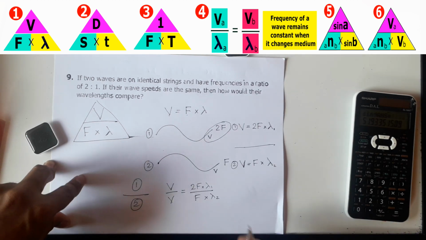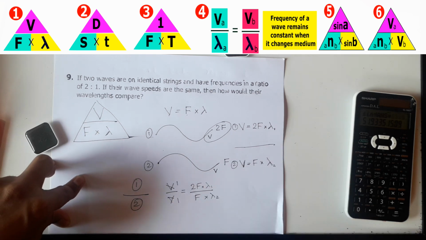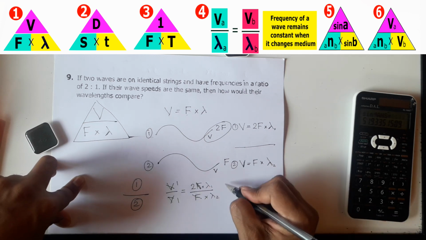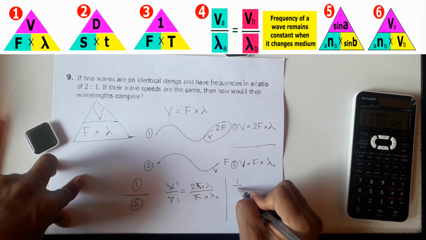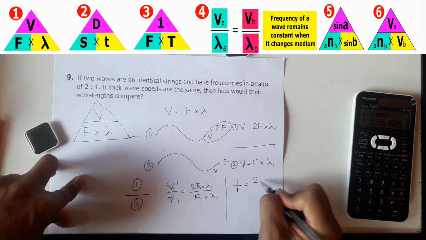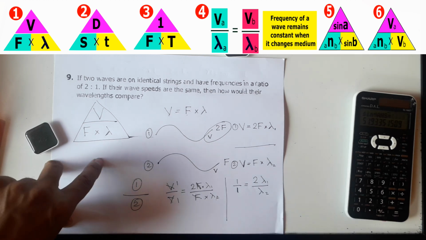All right. So let's divide. V into V is 1. 1 divided by 1 is 1. The F and the F will cancel out. So what we end up with here is 1 divided by 1 is equal to, we cannot divide lambda 1 by lambda 2. Well, we can't cancel them off because we don't know if the wavelengths are the same. But we end up with 2 lambda 1 divided by lambda 2.